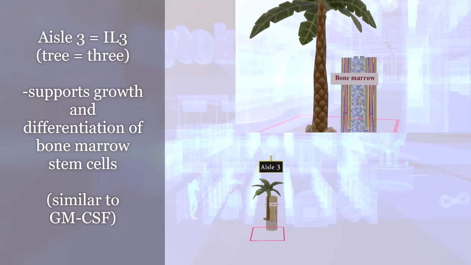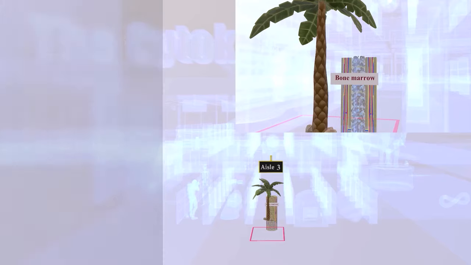So again, the tree was stimulating the bone marrow to grow, which reminded me that IL-3 supports growth and differentiation of bone marrow stem cells, which is similar in function to GM-CSF, which is used in the treatment of leukopenia. I was now ready to move on to IL-4.